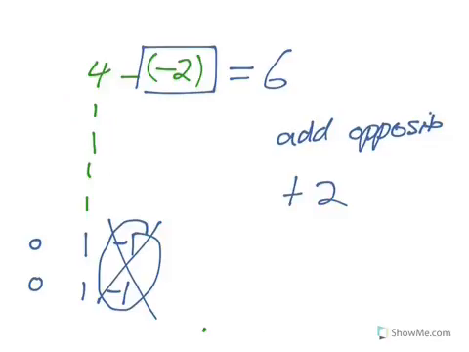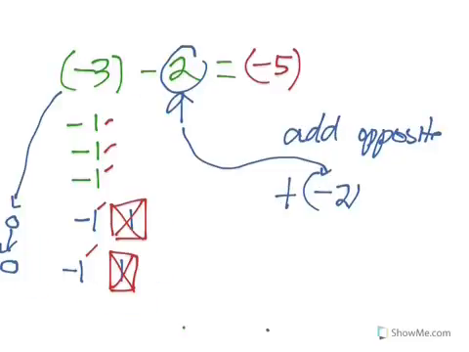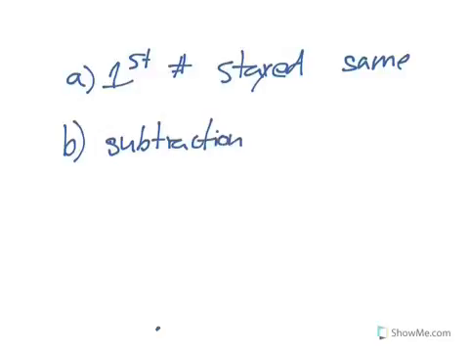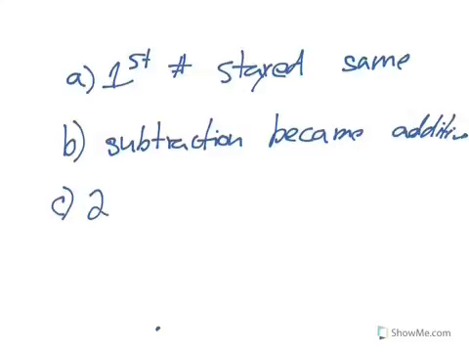Adding the opposite. I wonder if we take that, can we make simple rules? Well, each case, each time, the first number stayed the same because we're just adding the opposite. And then we're adding the opposite, so I guess our subtraction became addition. And lastly, because we're adding the opposite, our second number became opposite.